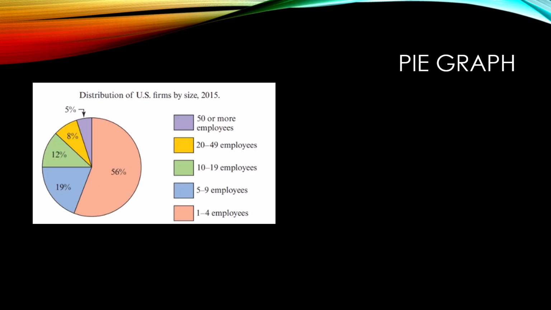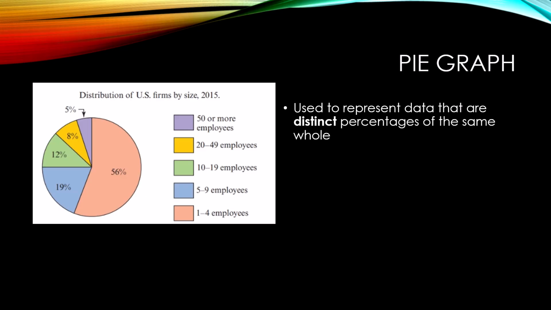Next, we have the pie graph. Pie graphs are my least favorite graph. Now, they're used to represent data that are distinct percentages of the same whole. In other words, this category does not overlap at all with the other category. And the percentages must add up to 100%.